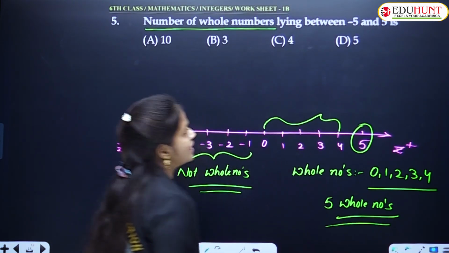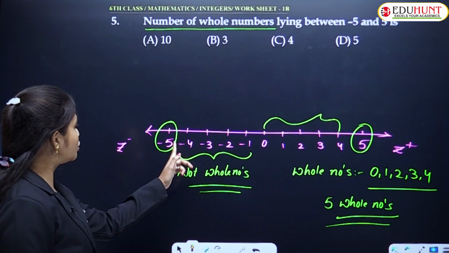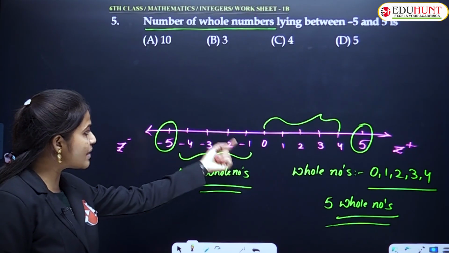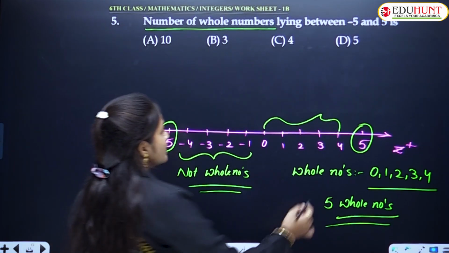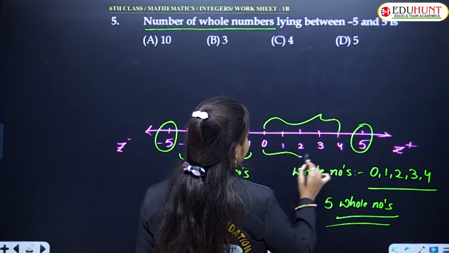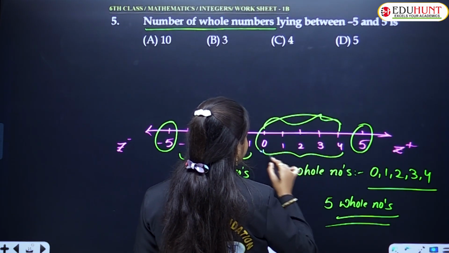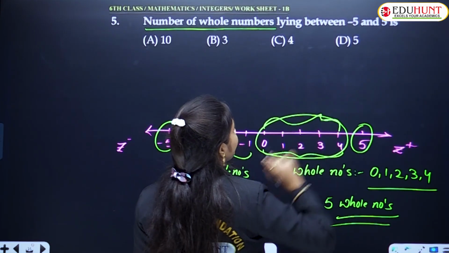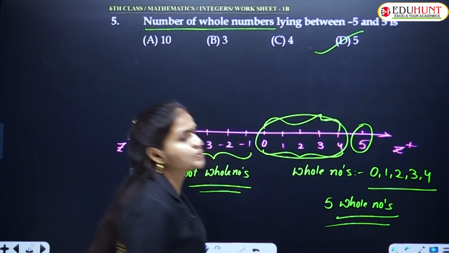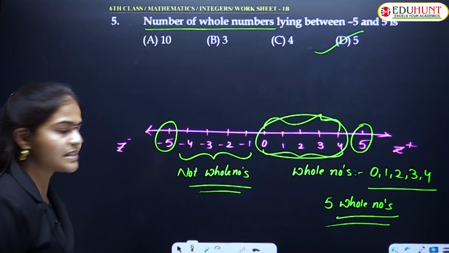How many whole numbers are there? 5 whole numbers are there. We should not take from here. Why? Because minus 1, minus 2, minus 3, minus 4, those are not whole numbers. That's why, how many whole numbers are there? These are the whole numbers set, right? This is the set of whole numbers. Totally how many whole numbers are there here? 5 whole numbers are there. Option D is correct. Understand?